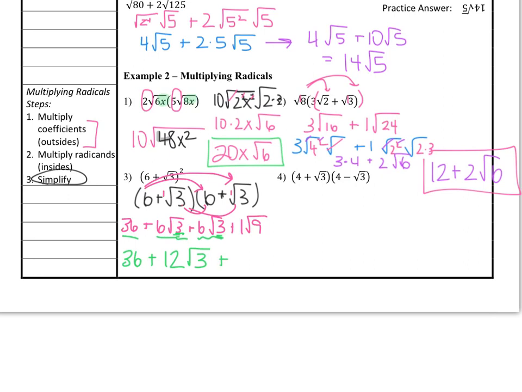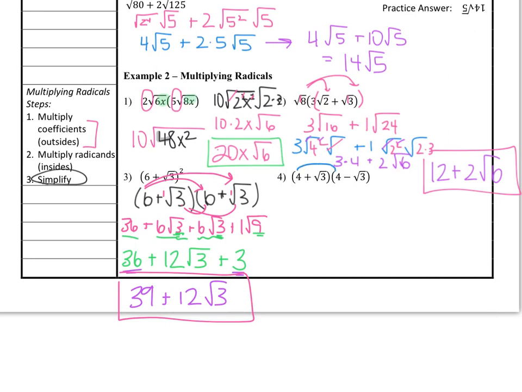And then plus, well, square root of 9 we know is just 3, so 1 times 3 is 3. I can combine further. I can combine 36 and 3 to make 39 and carry down plus 12 radical 3. Go ahead and start number 4, see what you come up with, and then I'll walk through it with you. So pause the video.